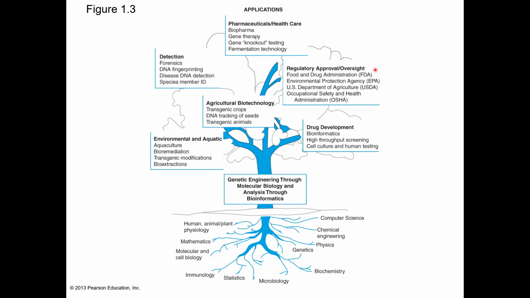We have regulatory approval oversight: Food and Drug Administration, FDA; Environmental Protection Agency, EPA; U.S. Department of Agriculture, USDA; OSHA, Occupational Safety and Health Administration; drug development, bioinformatics, high throughput screening, cell culture and human testing; environmental and aquaculture, bioremediation, transgenic modifications, bioextractions; agricultural biotechnology, transgenic crops, DNA tracking of seeds, transgenic animals; detection, forensics, DNA fingerprinting, disease DNA detection, species member ID; genetic engineering through molecular biology, and analysis through bioinformatics.